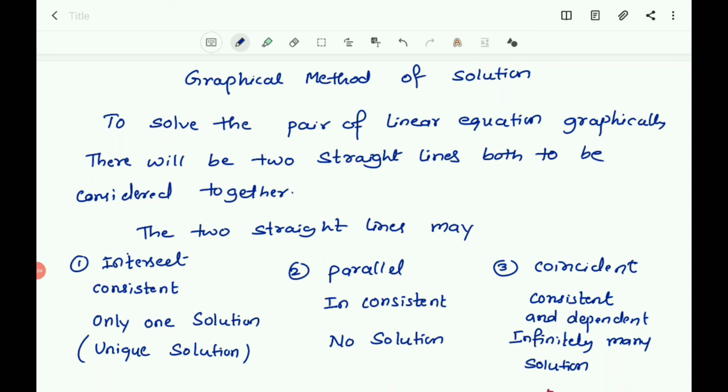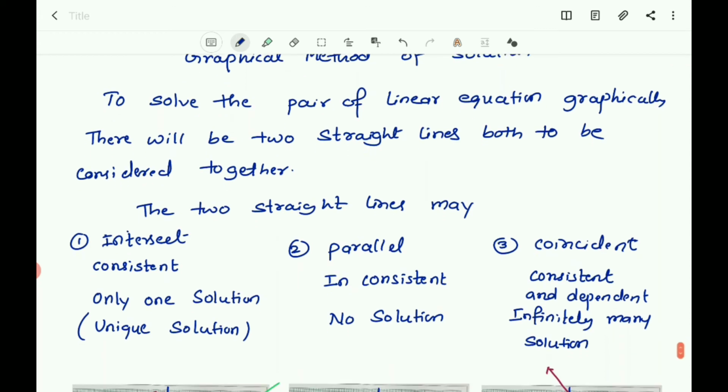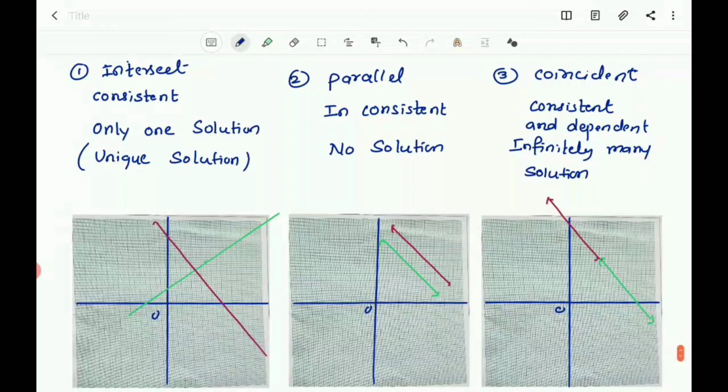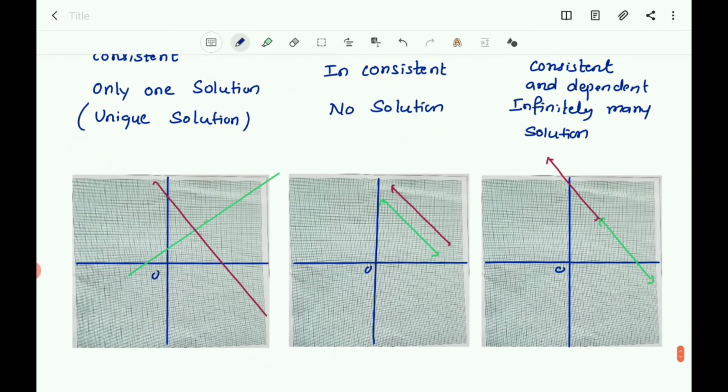In the graphical method of solving a pair of linear equations in two variables, we will get two straight lines. As there are two linear equations, we will get two straight lines. To solve the pair of linear equations graphically, both straight lines must be considered together. The straight lines may be in any one of the following manners: they may intersect like this, they may be parallel, or they may coincide.